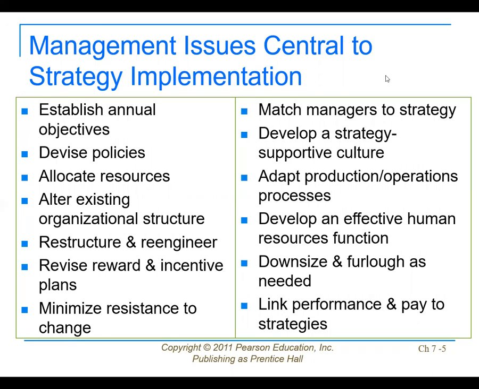Then match manager to strategy. I've already told you that you need those qualified people who can implement your strategies. If you do not find any good manager for implementing your strategy, then it is a problem. Then develop a strategy supportive culture.